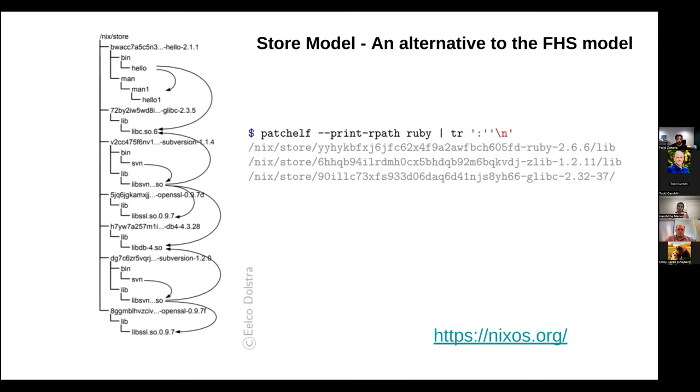What the store model solves is twofold. One is expansive key space. This hash at the prefix of the directory lets you now install applications or libraries side by side. So I can have many versions of Subversion. In fact, there's two different versions here.